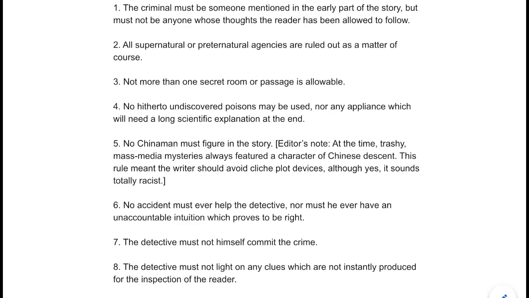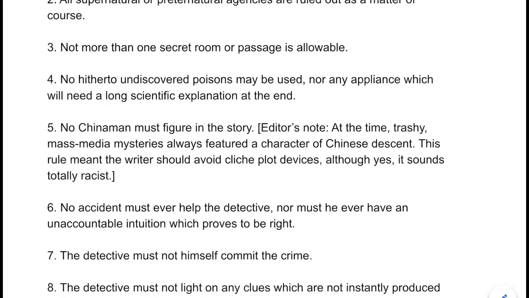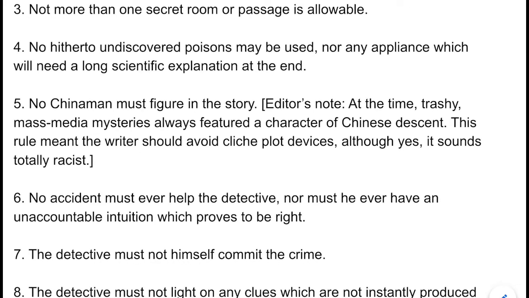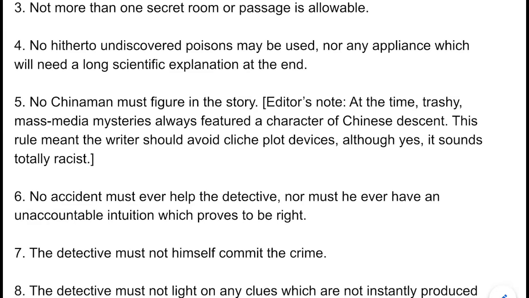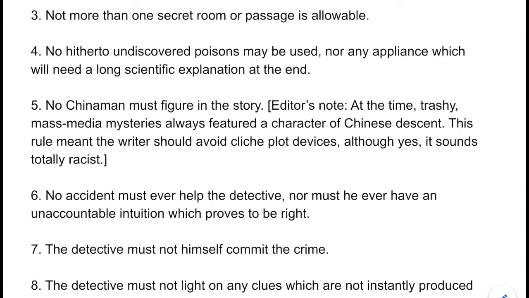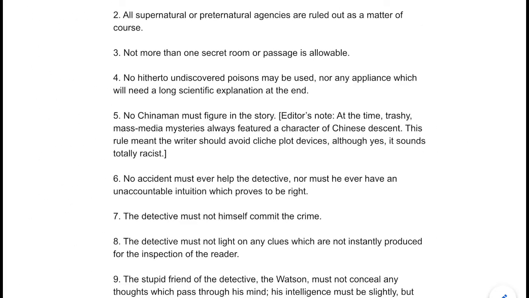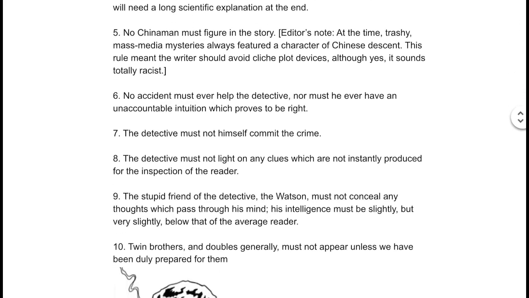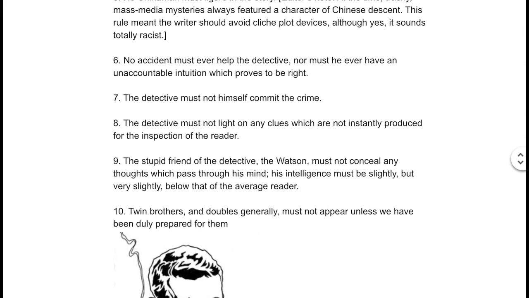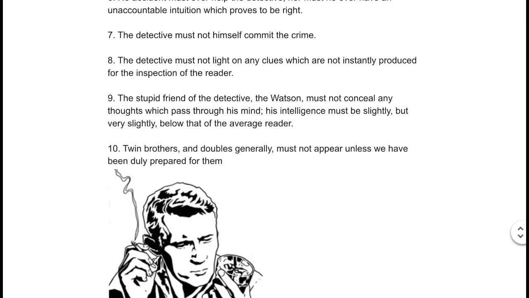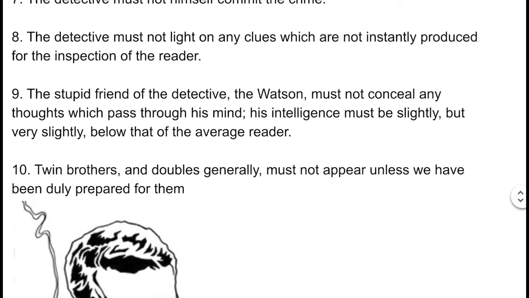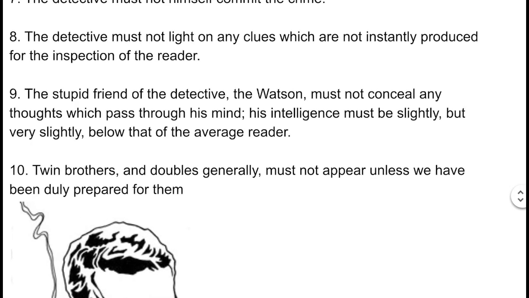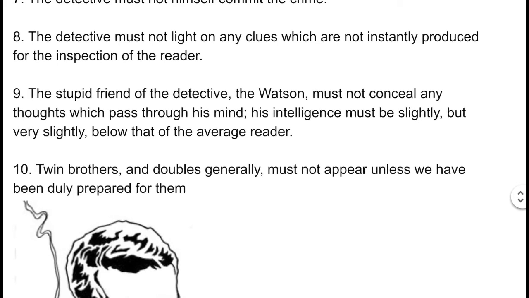Number 5, for example, this one's a little bit crazy. So it says, no Chinaman must figure into the story. There was a trope at this time because of the racism towards the Chinese population. You could always just make the bad guy Chinese. And that was a cliche. And they were like, well, don't always make the Chinese guy the villain. You could say the same thing about American television right now. A lot of times we have a Russian person or someone from the Middle East. That's our villain.